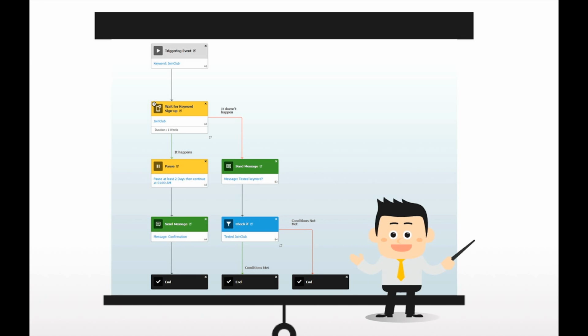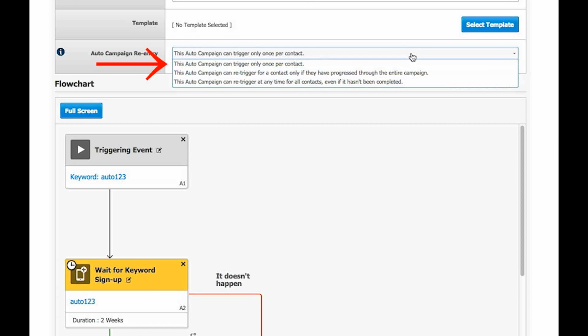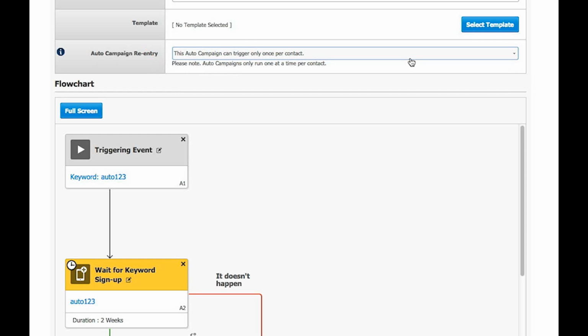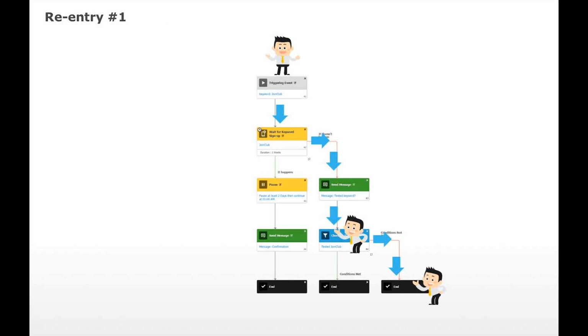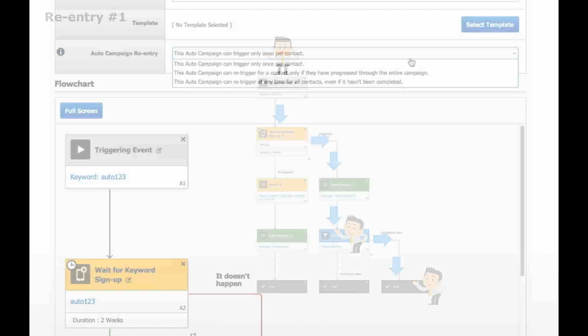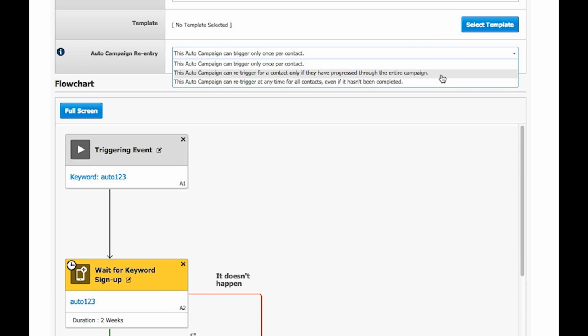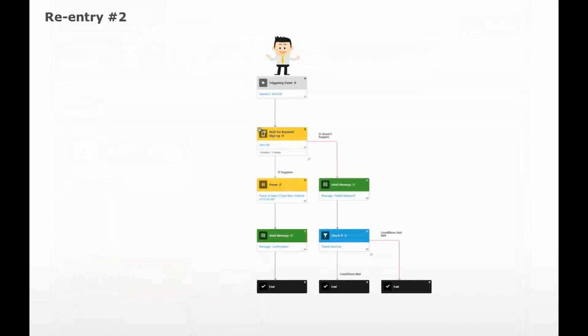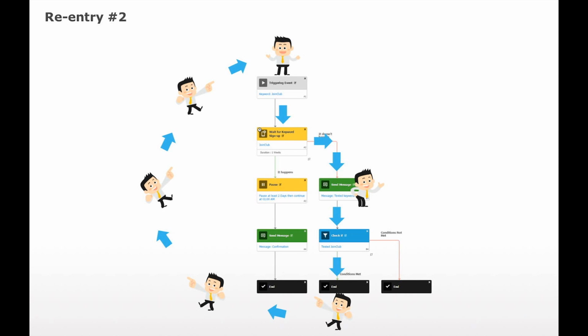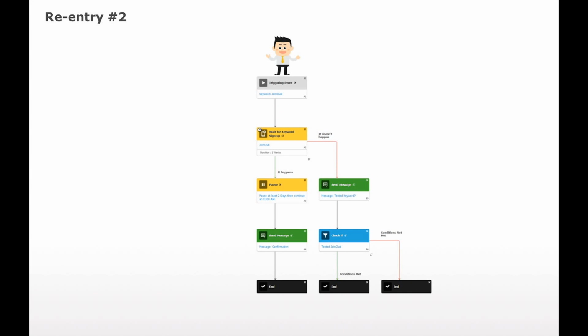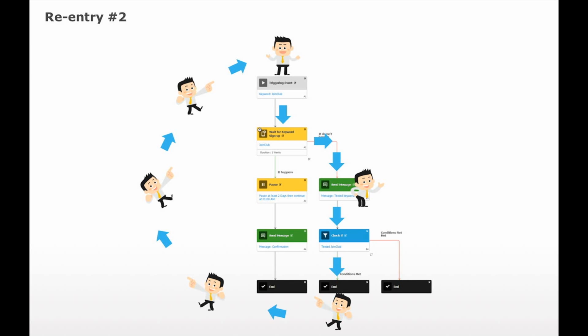The first re-entry option is, this AutoCampaign can trigger only once per contact. It means a contact cannot restart the AutoCampaign after setting off the initial trigger once. This is beneficial if you want to make sure your contacts only get to go through your campaign once. The second option is, the AutoCampaign can re-trigger for a contact only if they have progressed through the entire campaign. This means that in order for a contact to re-enter the AutoCampaign, they must have gone through the entire campaign. If they are in the middle of the AutoCampaign and they set off the initial trigger again, nothing will happen. This is beneficial if you want to make sure contacts don't receive the same messages, coupons, and anything else until they've completed the campaign.